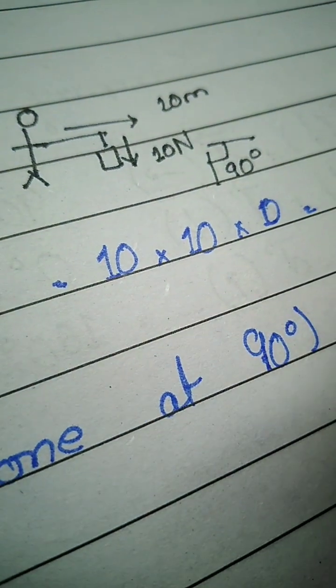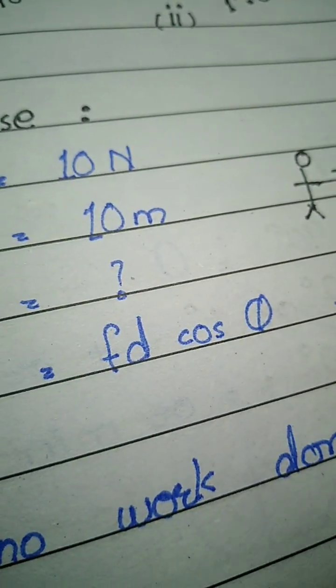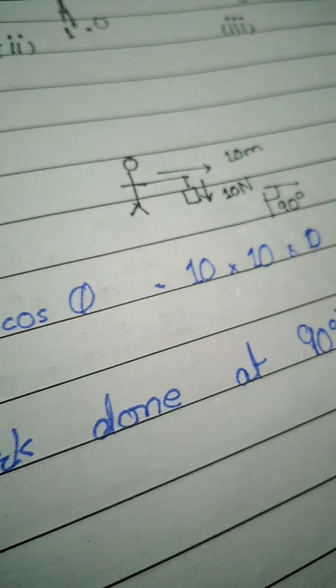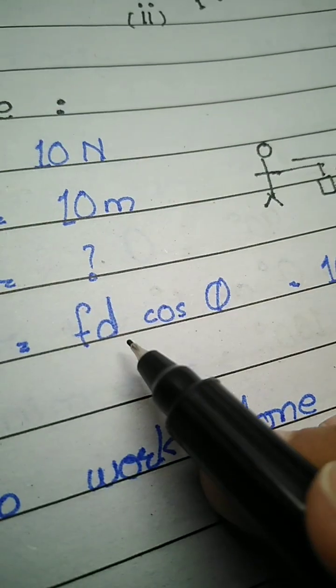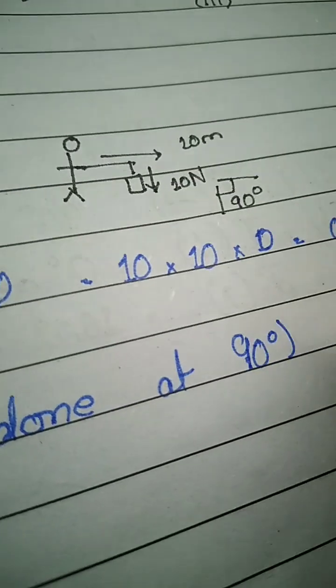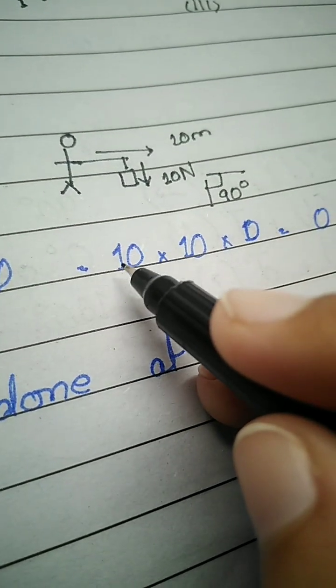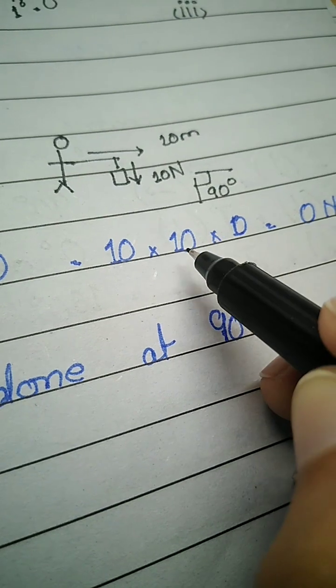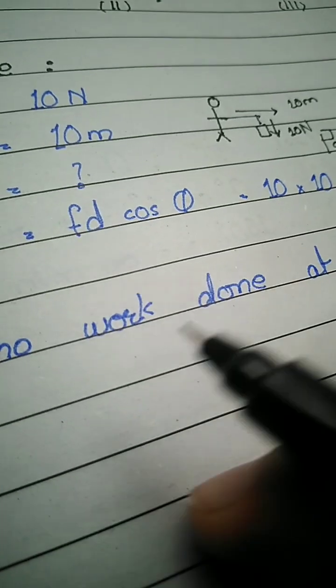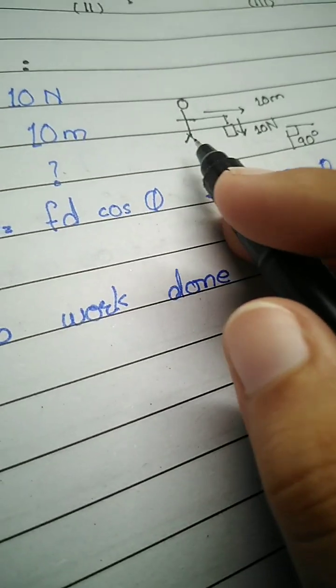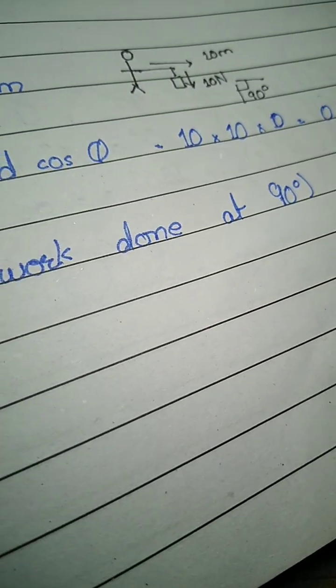So 90 degree. We know that cos 90 is equal to 0. So F is equal to 10, D is equal to 10. Now when we multiply, 10 into 10 is equal to 100. But when 100 is multiplied by 0, it will become 0. So here we can say that work done at 90 degree is 0. So let's talk about the second condition.